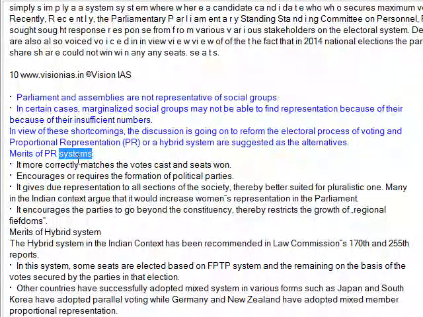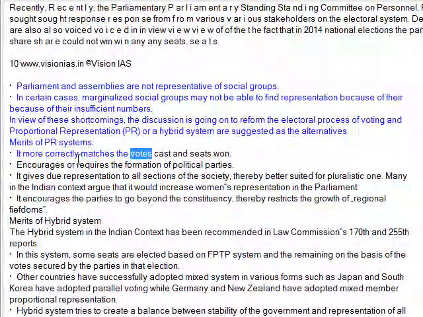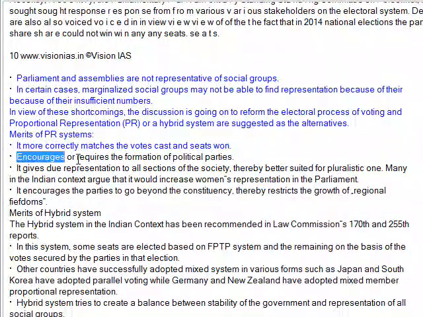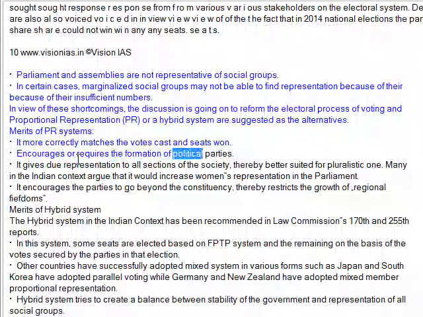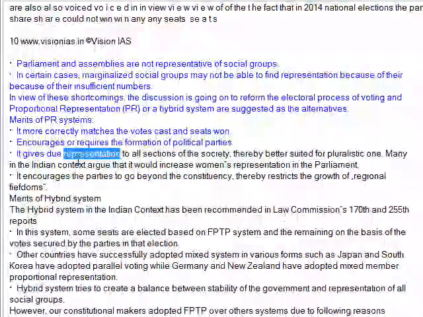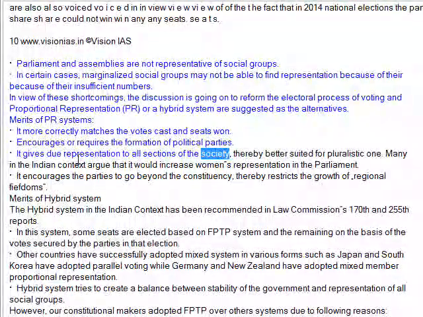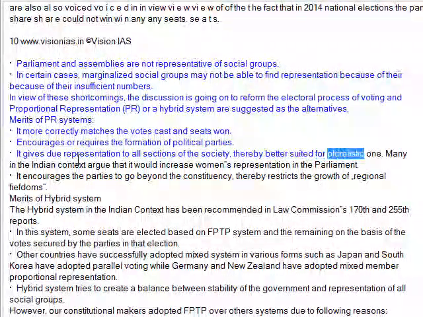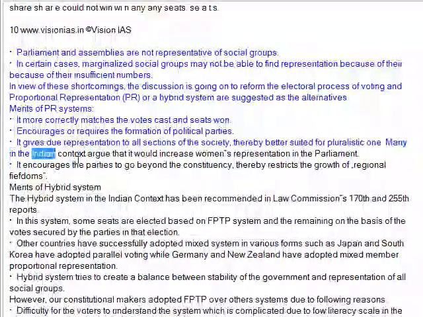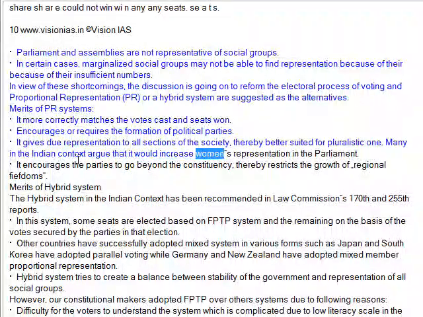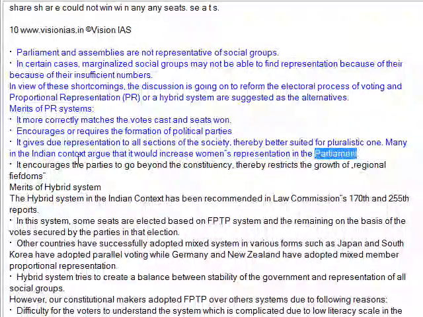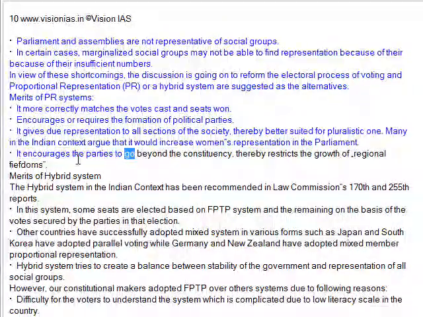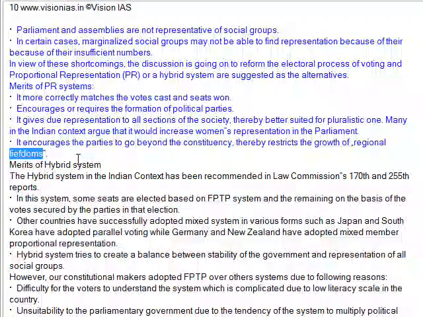Merits of the PR system: it more correctly matches the votes cast and seats won. It encourages or requires the formation of political parties. It gives due representation to all sections of society, thereby being better suited for a pluralistic one. Many in the Indian context argue that it would increase women's representation in Parliament. It encourages the parties to go beyond the constituency, thereby restricting the growth of regional fiefdoms.